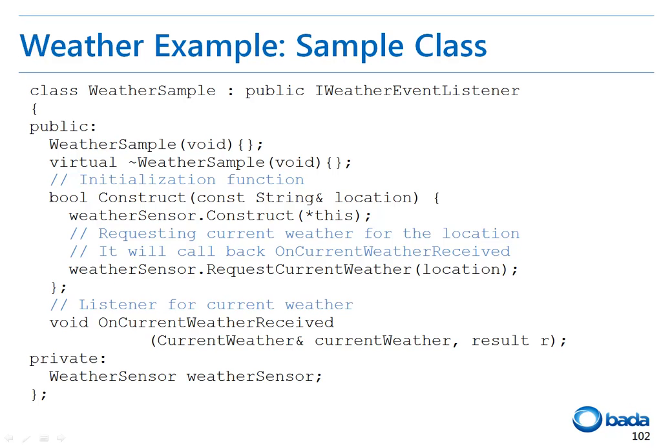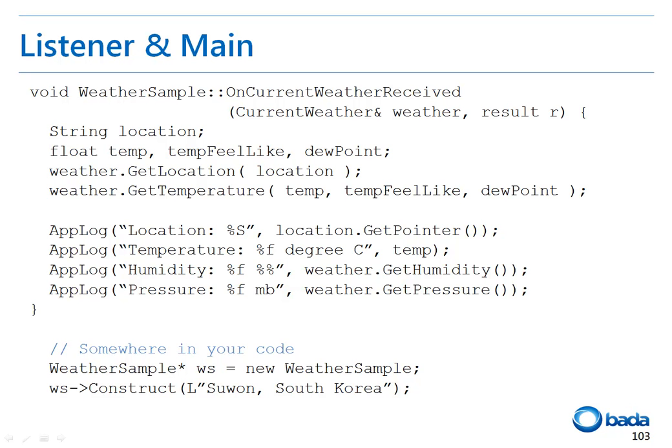First, the iWeatherEventListener listener object is created. This class has the weather sensor as a member variable. This class is constructed by passing it in the location value and constructing the weather sensor. If the requestCurrentWeather function of the weather sensor is called, with the location as the parameter, the onCurrentWeatherReceived function is called asynchronously. The onCurrentWeatherReceived function receives the parameter weather. This weather parameter contains information including the current location and the weather.